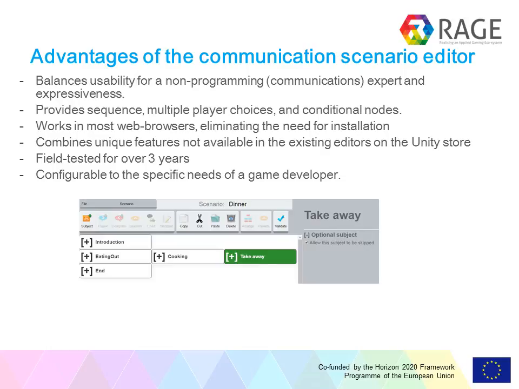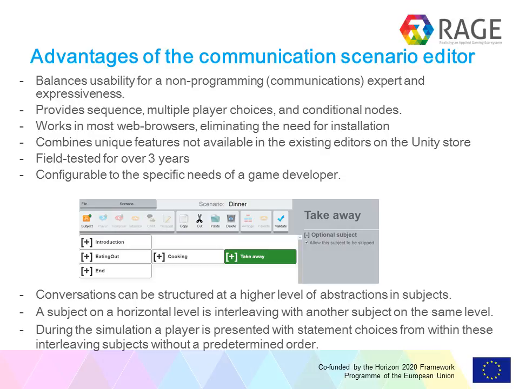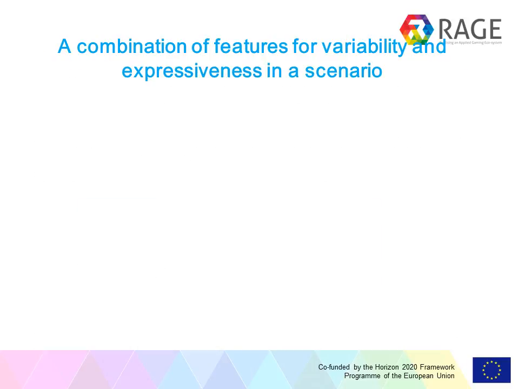Here you see that a conversation may be structured at a high level as subjects. Subjects at the same horizontal level are said to be interleaving, and it means that a player will get presented with statement choices from within these subjects without a predetermined order. That leads to variability and expressiveness.